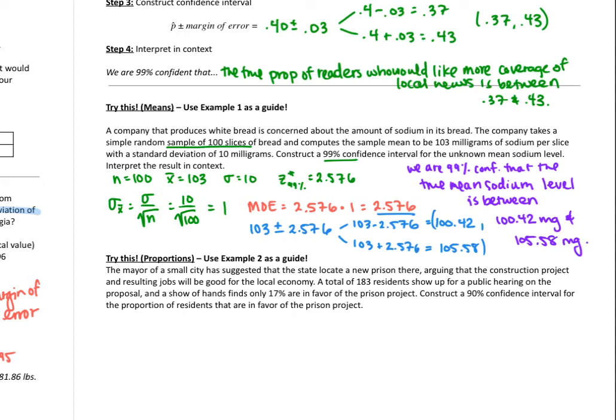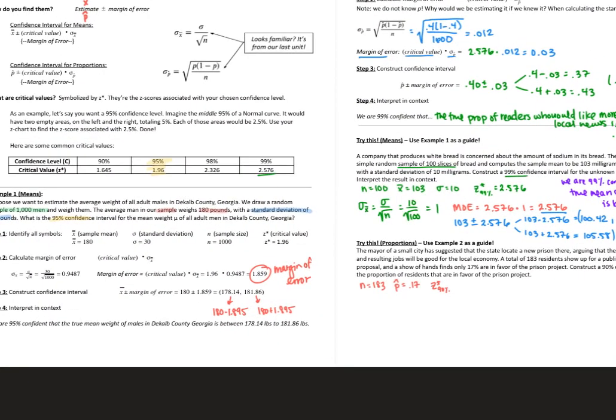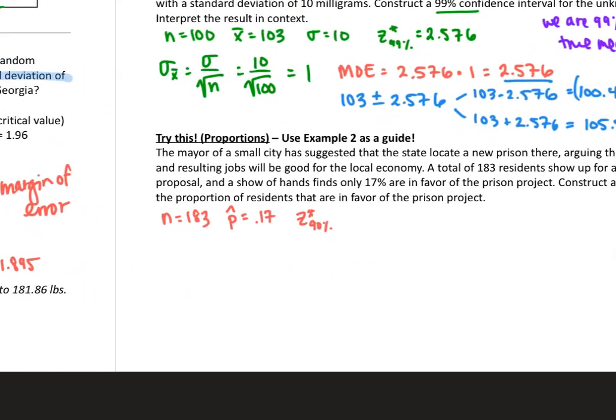All right, example number 2, this one's about proportions. It says the mayor of a small city has suggested that the state locate a new prison there, arguing that the construction project and resulting jobs will be good for the local economy. A total of 183 residents show up for a public hearing. So your sample size is 183. And a show of hands finds only 17% are in favor. So in your sample, p hat is 17% in favor, so 0.17. Construct a 90% confidence interval. So the z star value for 90%, I'm going to go back to my table. 90% is 1.645.